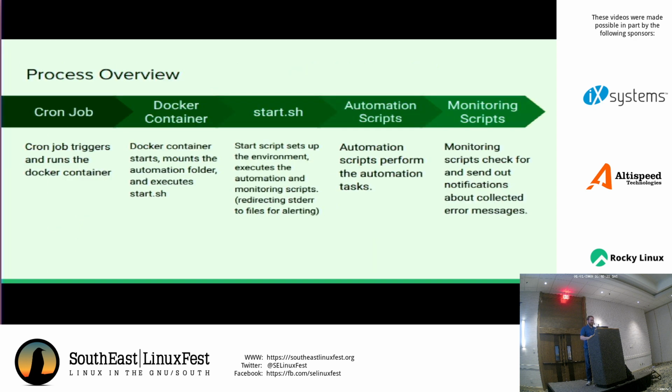So here's an overview of the process that happens when the automation runs. The cron job triggers and runs the Docker container. The container starts, volume mounts in our automation files, and runs the start.sh script. It starts everything. The start script sets things up, executes the automation processes, redirecting standard error for monitoring and alerting. Then the automation scripts perform their tasks. That's kind of in the previous step too, I guess. And then the monitoring scripts check for any errors that were generated and notify us.